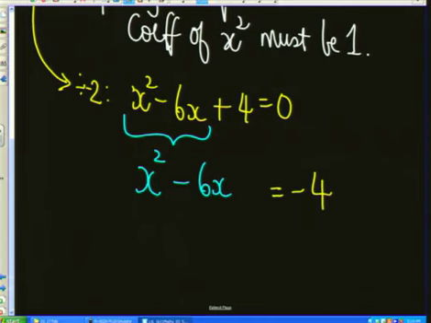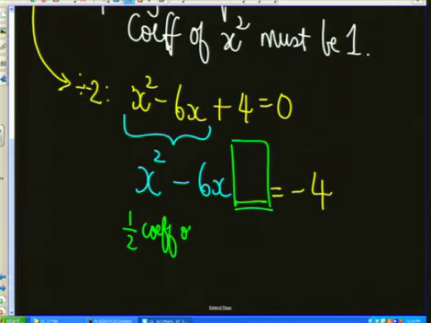Now, the next step is where the completing of the square comes from. We're going to add a constant to our quadratic, and the portion that we're going to add is half the coefficient of x, and we're going to square it. If I take half of -6, that's -3, and if I square it, I get +9. And this is an equation, there's an equal sign, so what I do to the left, I do to the right.